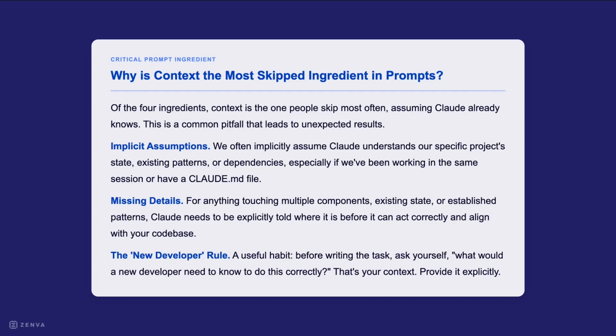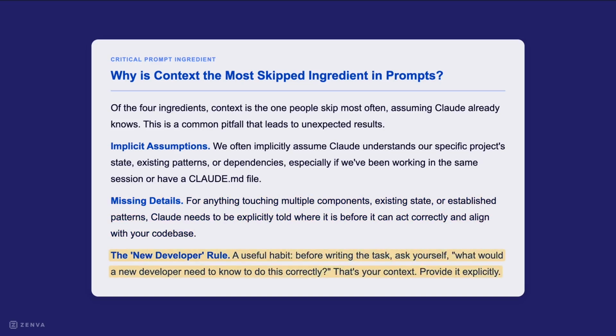Let's explore the common pitfalls together. The main reason comes down to implicit assumptions. You might think that because you've been working in the same session, Claude automatically understands your project state and its patterns, but that's a risky assumption to make. These assumptions cause crucial details to go missing from your prompts. When a task touches multiple components or relies on established patterns, you have to explicitly tell Claude where it is so it can act correctly and stay aligned with your codebase.